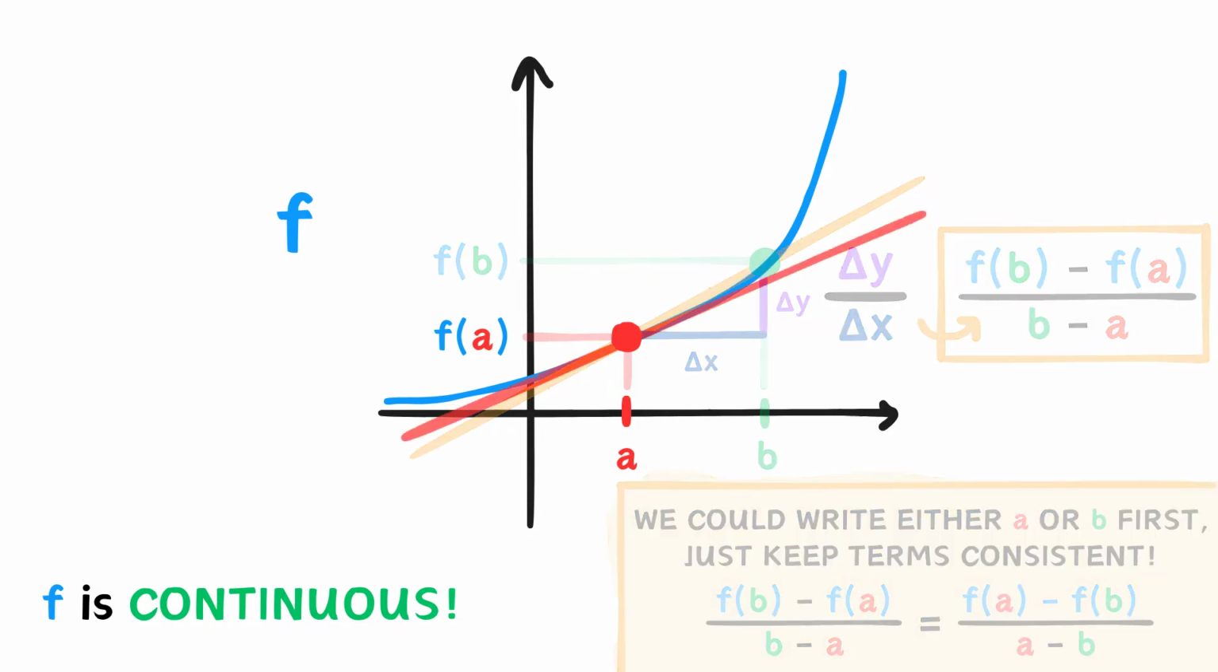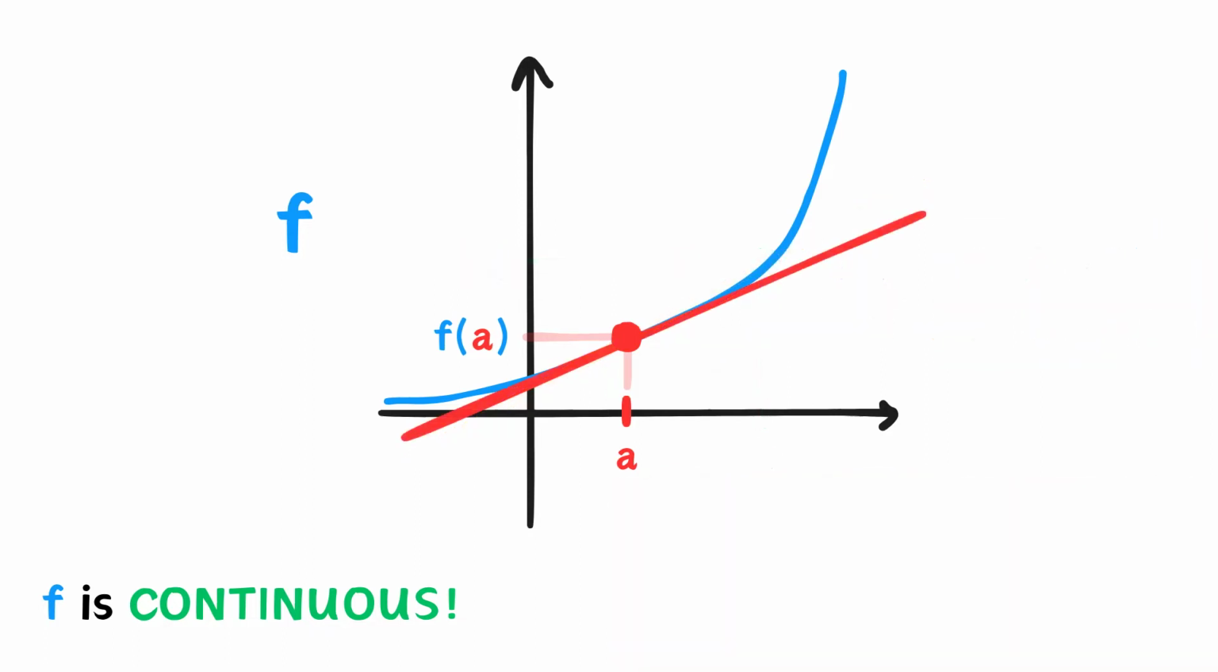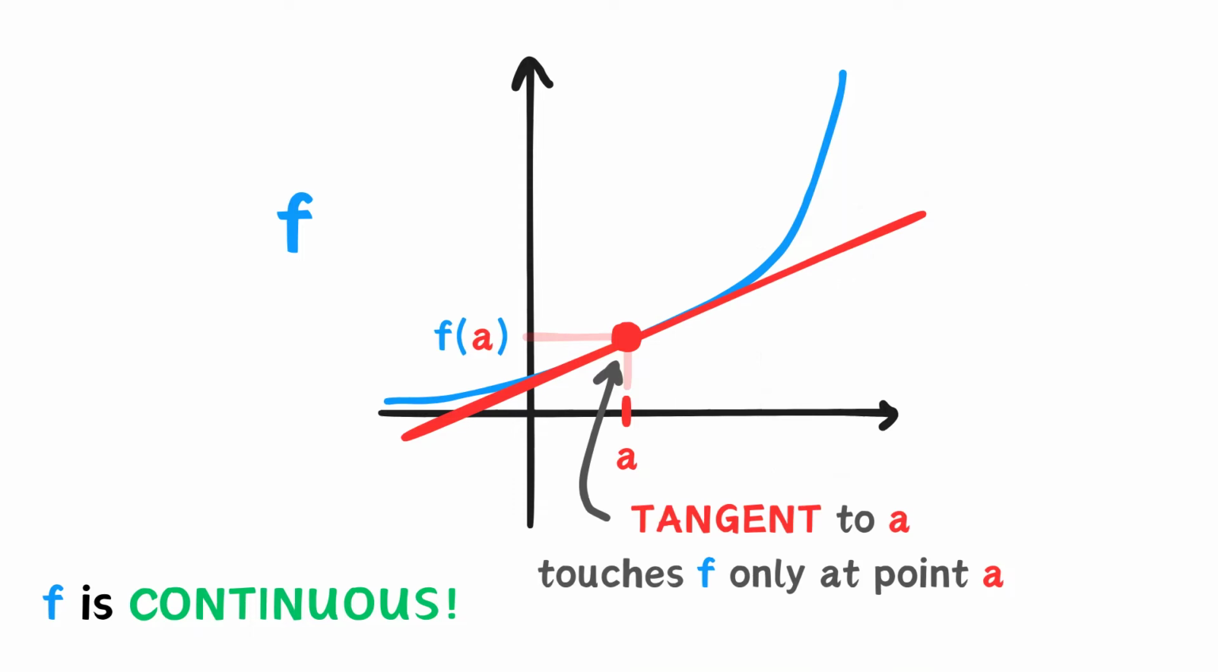Now, can you find the instantaneous rate of change at point A? What we're trying to find here is the slope of the line tangent to that point, or the line that touches the function at only point A. In calculus, the slope of the tangent line is called the derivative. So how can we find the derivative of f of x at A, or the slope of the tangent line?